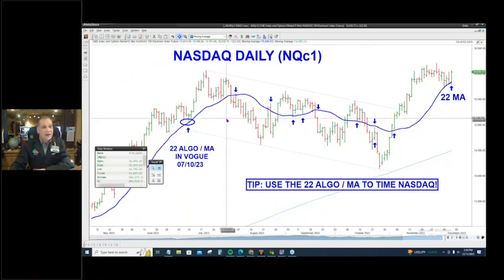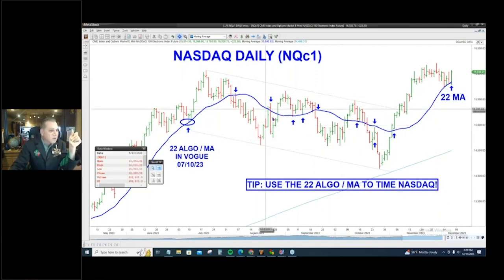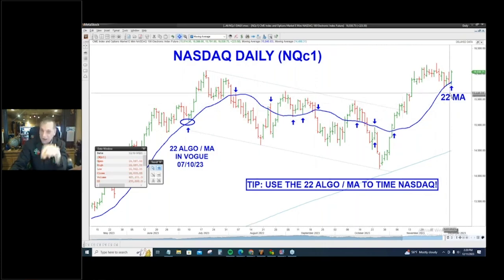The NASDAQ. Look at how the NASDAQ adapted itself to the 22-bar moving average algorithm almost perfectly. It almost never fails at it. And that is what I want you to use right now to time your NASDAQ trades. Go with the 22-bar algorithm or simple moving average. That will help you time your NASDAQ trades.